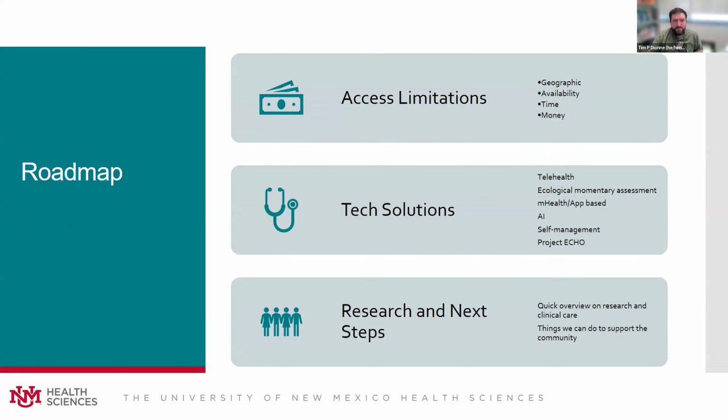So here's what we're going to talk about, the outline. We're going to talk about access limitations, different types of tech solutions, and some examples, and then some overview of research and next steps.